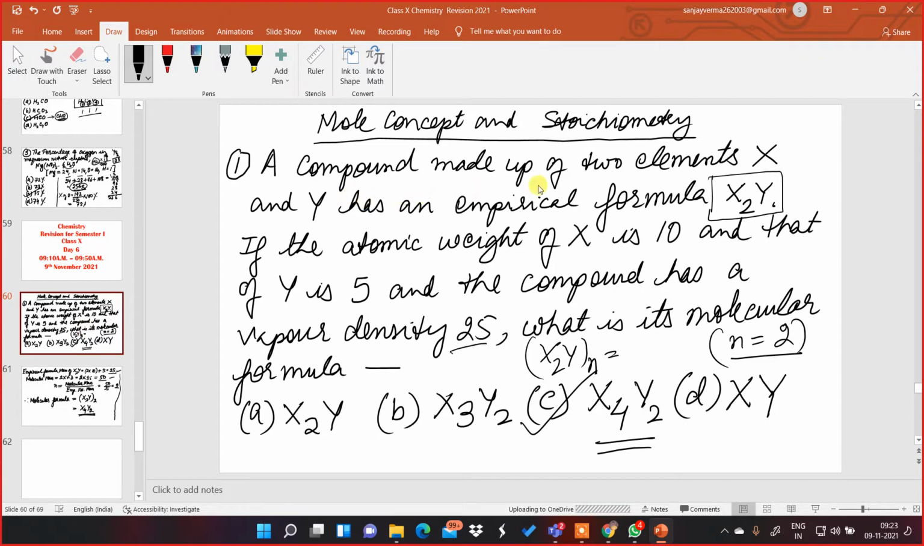A compound made up of two elements x and y has an empirical formula x2y. If the atomic weight of x is 10 and that of y is 5, and the compound has a vapor density 25, what is its molecular formula? Options are given: x2y, x3y2, x4y2, xy. So you have to choose the correct answer for its molecular formula.